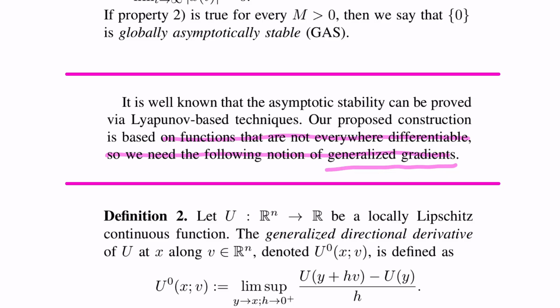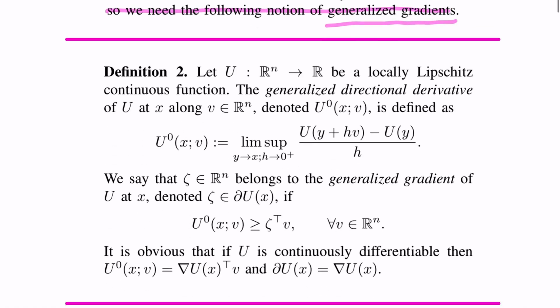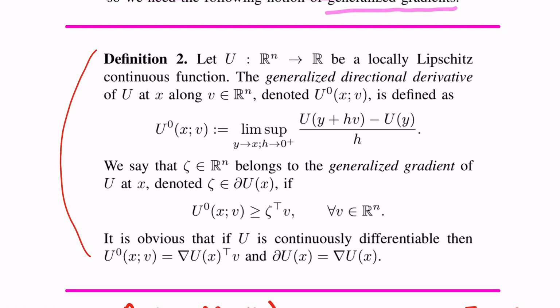This is another type of gradient notion that we're going to be looking at. Let's look at the second definition here. First of all, we have a locally Lipschitz continuous function u, defined from Rn to R. Like a typical V, a Lyapunov function, for example. This is the type of function that we used before.